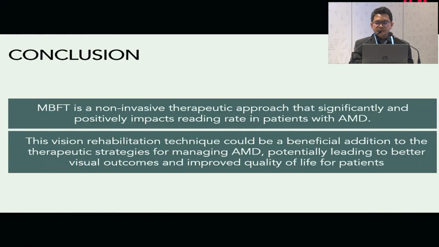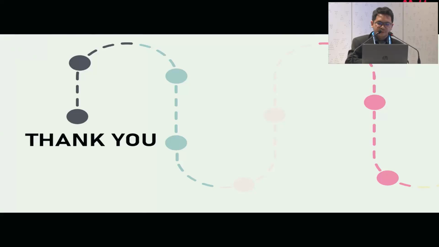To summarize, microperimetric biofeedback training significantly enhanced reading speed in patients with AMD by improving fixation stability and retinal sensitivity. And this technique is also simple, safe, and highly promising as a rehabilitative tool for AMD. Thank you for your attention.